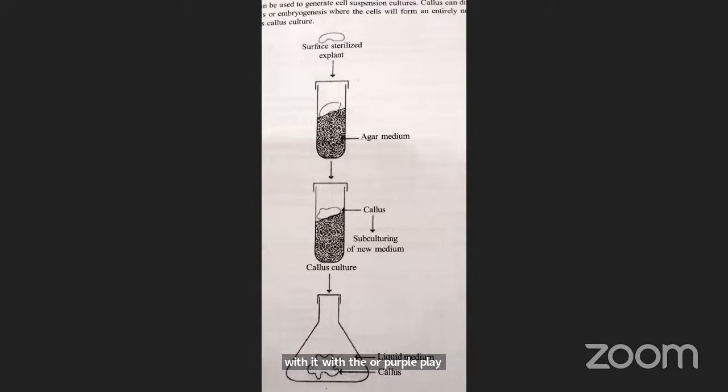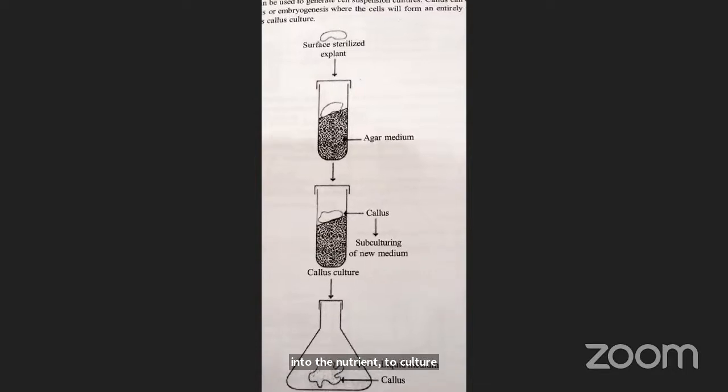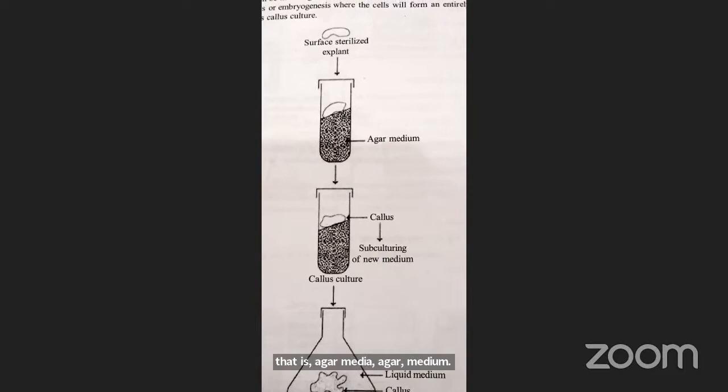After sterilizing the explant, it is taken into the nutrient culture media. That culture media is agar medium. By the application of agar into the liquid media, it is solidified, forming a solid structure. So the solid medium is formed by the application of agar. This agar medium contains agar, nutrients, phytohormones, and distilled water.